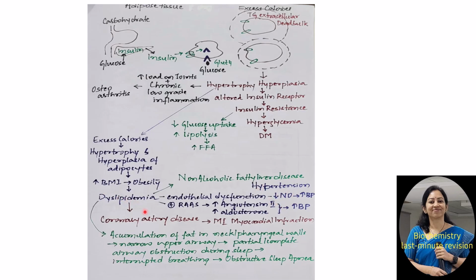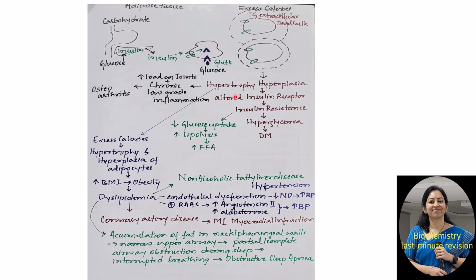Apart from that, dyslipidemia causes accumulation of lipids in the cardiac blood vessels, the medium and large size blood vessels, resulting in the development of coronary artery disease, atherosclerosis, and can predispose to myocardial infarction. Apart from that, the lipids can also get accumulated in the pharyngeal walls and the neck, and this can narrow the upper airway. So partial or complete airway obstruction during sleep results in interrupted breathing in the form of apnea. So it also predisposes to the development of obstructive sleep apnea syndrome.